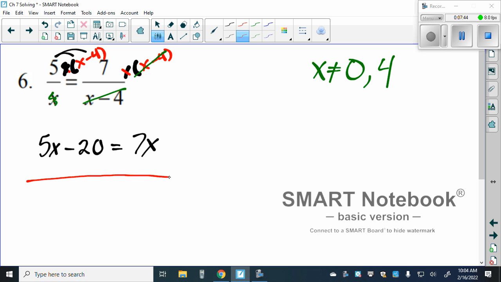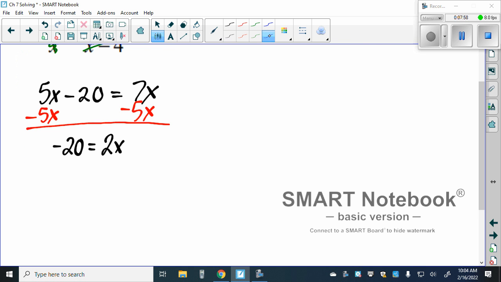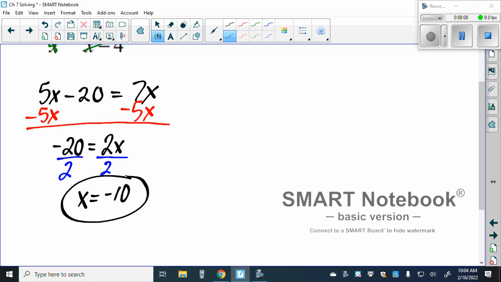Well, we can subtract 5x from both sides, telling us that negative 20 is equal to 2x. At this point here we would divide by 2, telling us x is equal to negative 10. Was that one of our restrictions? No. So that's our solution for this here. And that's all we have to do for these.